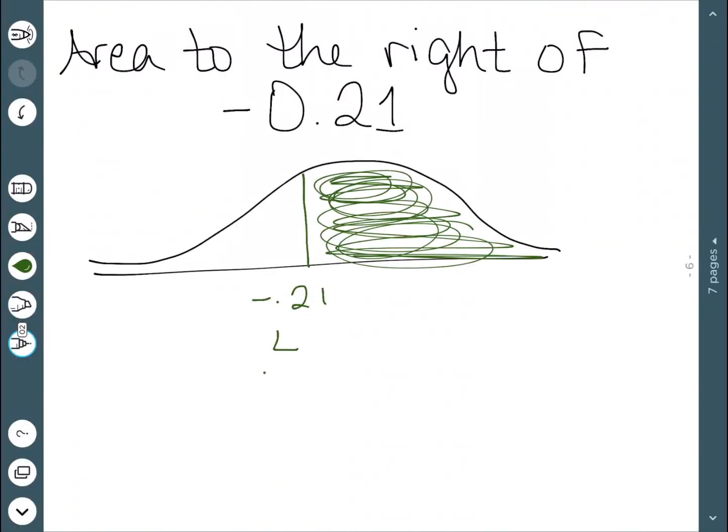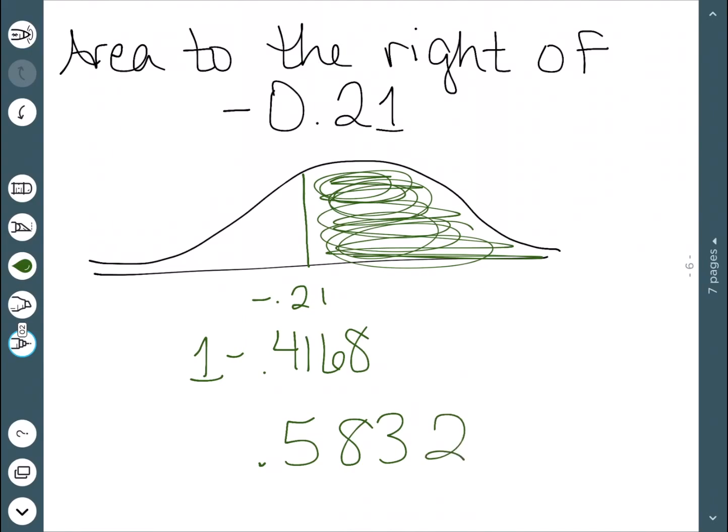Moving back, we found 0.4168 in our table, and since we're looking for area to the right, we need to do 1 minus this value. And that's going to give us 0.5832, which is the area to the right of negative 0.21.